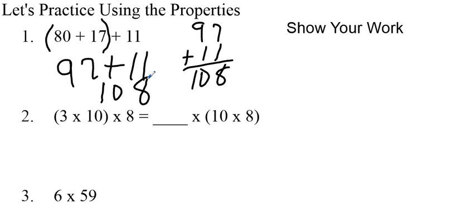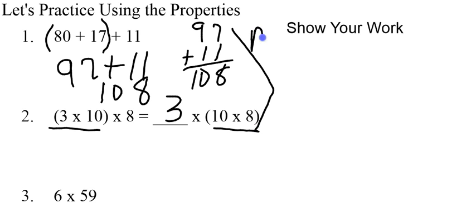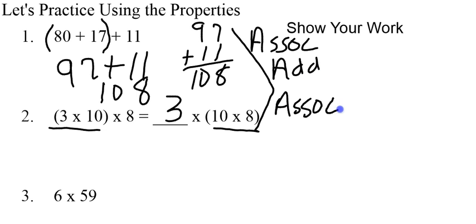Number 2 is also the associative property, but of multiplication. It is grouped the 3 and the 10 on this side, the 10 and the 8 on the other side of the equal sign. I am looking for 3, 10, 8 on both sides. I can clearly see that the 3 is the missing digit. What digit is missing? What factor is missing? It would be the 3. So both of these properties are the associative properties. This one is the associative property of addition, and then this one is the associative property of multiplication.